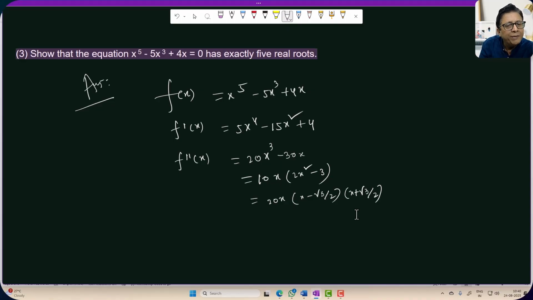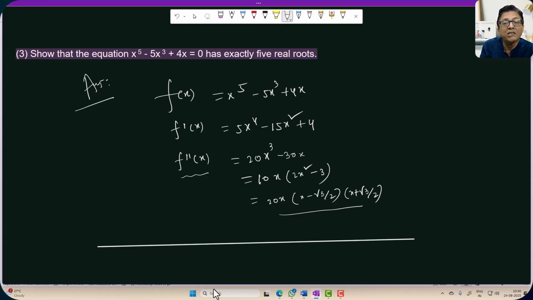Go for higher derivatives. Between two successive zeros of f''(x) = 0, there is a root of f'''(x) = 0. Understood? So I am just using Rolle's theorem repeatedly. Once you reach this step where you see the real roots like this, then you start plotting on the number line to prove this. It has exactly 5 real roots.